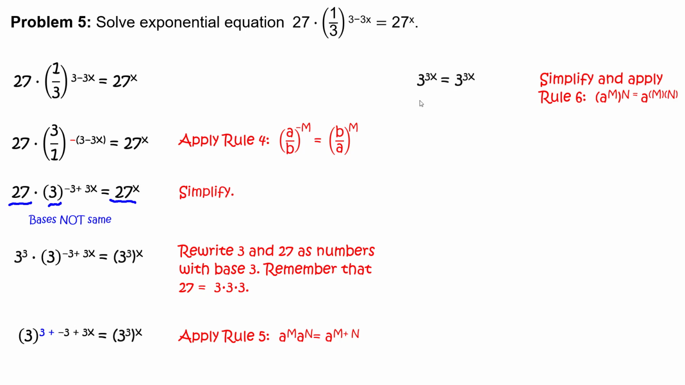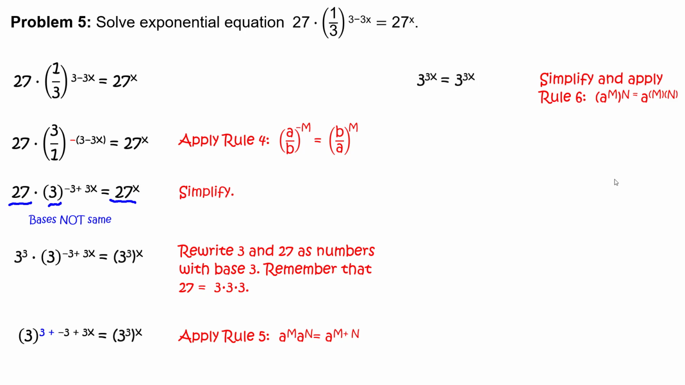All right, I'm going to simplify on the left-hand side. 3 plus negative 3 is 0. So on the left side, you just have 3 raised to 3x. And then on the right side, you have a power raised to a power, 3 cubed raised to x. So I'm going to multiply the exponents. So I'm going to get 3 raised to 3x equals 3 raised to 3x.